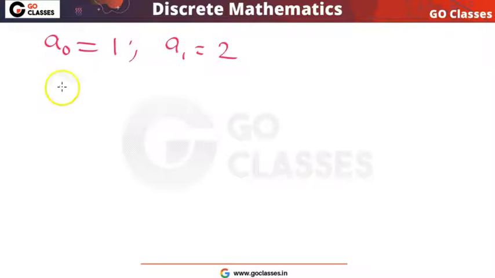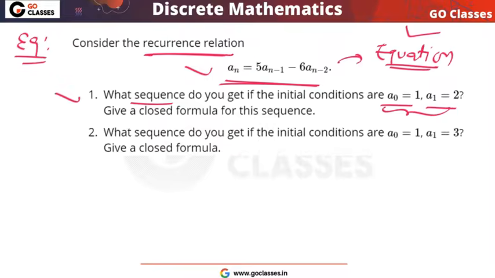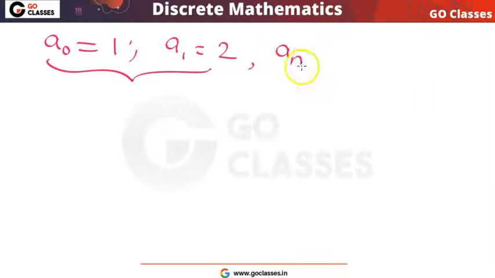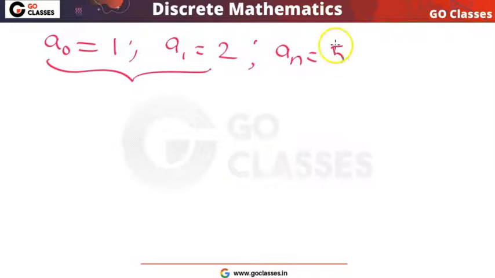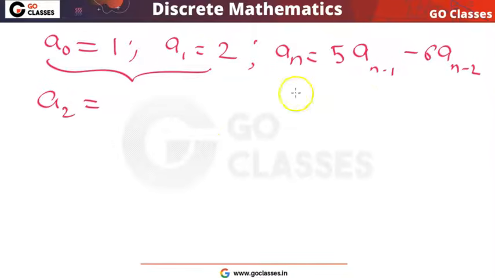We need the initial point from where to start, and we also need the equation. The equation is an equal to 5 an minus 1 minus 6 an minus 2. So from here I can calculate a2. The initial conditions are given and the equation is given.